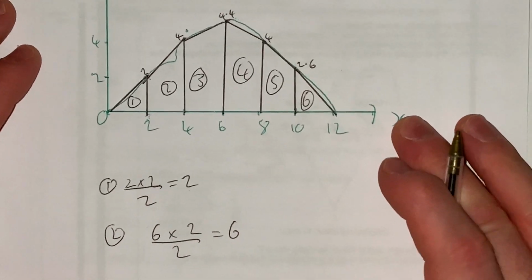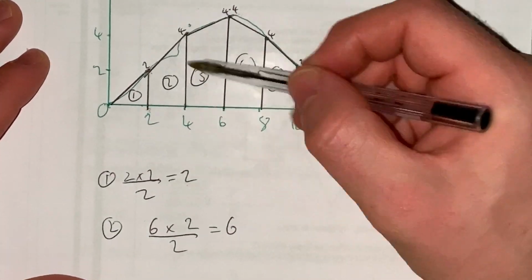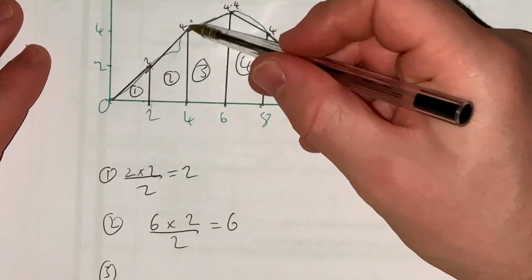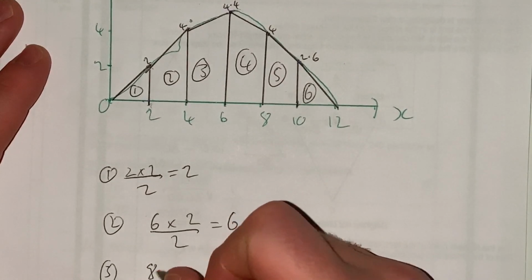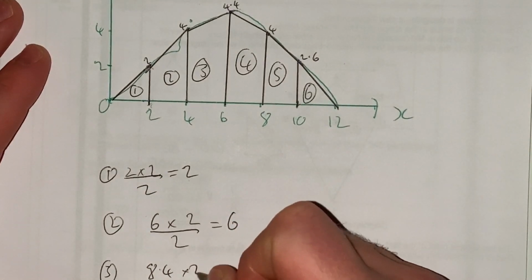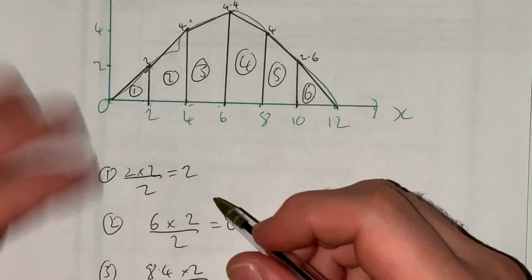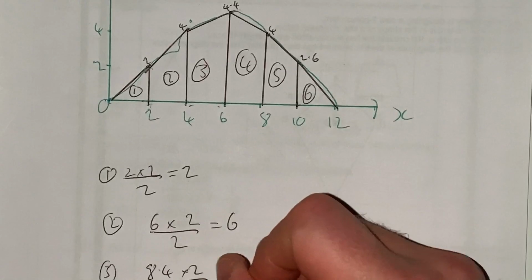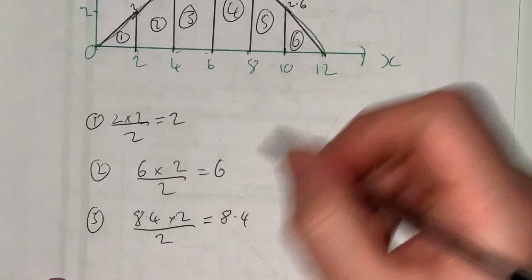That's the area of that one, because the area of a trapezium is these two added, times by the height, and then halve it. So for shape 3, it's the 4 added to the 4.4, which is 8.4. 8.4 times 2, because from there to there is 2. And then I halve it. So 8.4 doubled gives me 16.8, but then I halve it again, which takes me back to 8.4. Okay, that's the first 3.